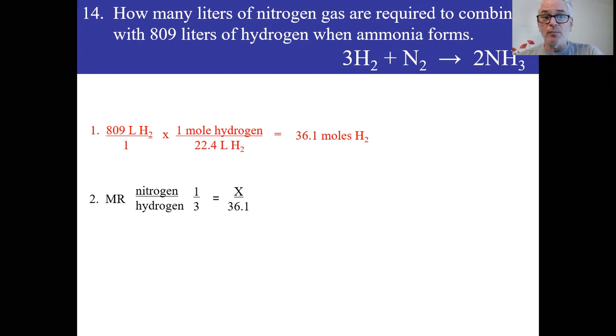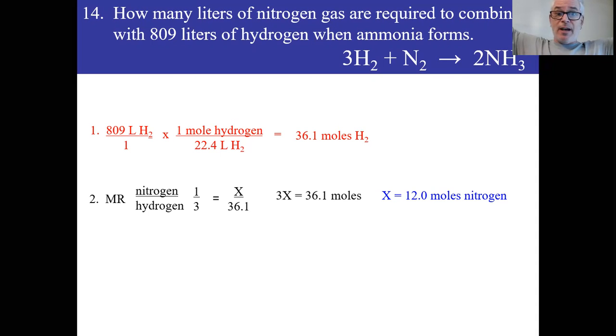Now we have to cross multiply and divide to figure out how many moles of nitrogen are in proportion here. So we multiply, 3x is going to equal 36.1. We divide both sides by 3. And with the decimal, it rounds to just 12.0 moles of nitrogen. That's a little bit rough, but that's the math, and that's the significant figures. So if you have 809 liters of hydrogen, which is really big, and you react it with sufficient nitrogen, mathematically, you're going to need 12 moles of nitrogen to deal with that.